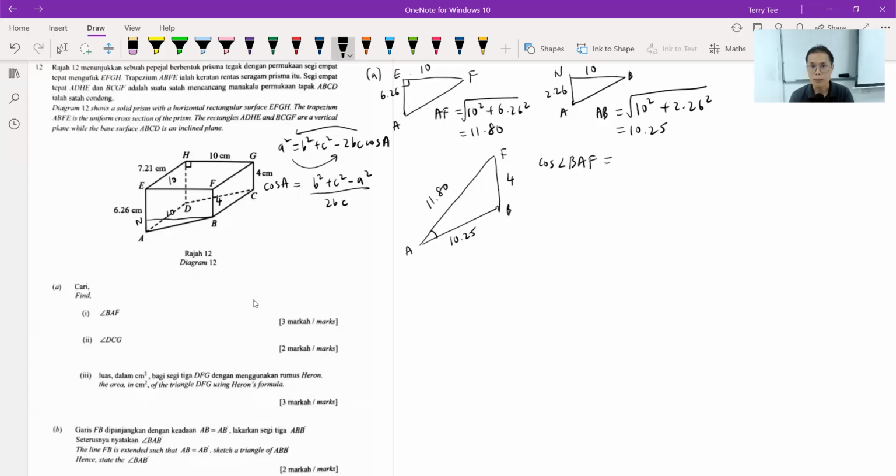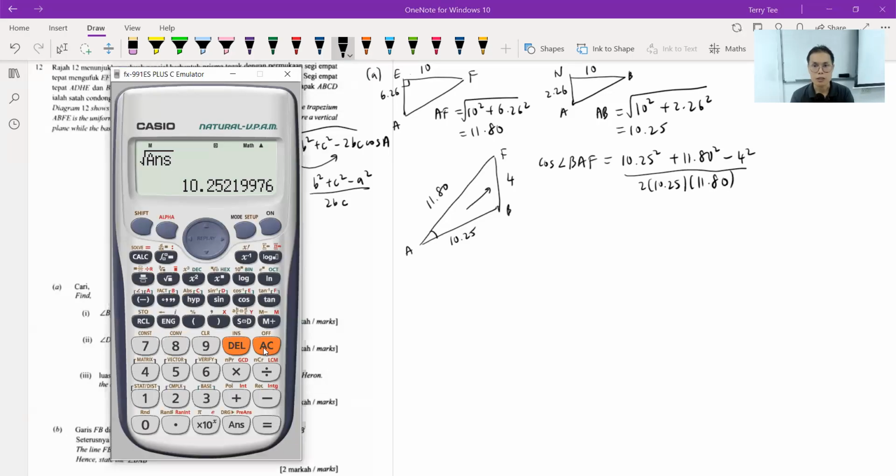BAF. So remember, A is your opposite. B and C are the other two given sides. In this case, it's 10.25 squared plus 11.80 squared minus opposite length 4 squared, over 2 times 10.25 times 11.80. So here I'm going to use my calculator. Okay, I'm going to calculate this way.